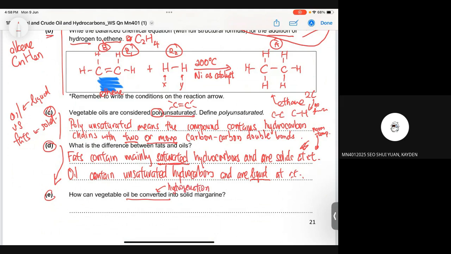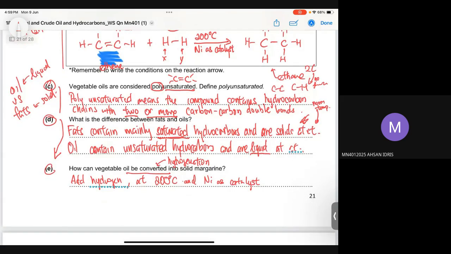Now, Arya, help me again. What do I add to the vegetable oil for hydrogenation? Hydrogen gas. What are the temperature and the catalyst that I'm going to use here, Asan? About 200 degrees Celsius and nickel as catalyst. Ni is the chemical symbol for nickel, so take note of that. This process is actually not too difficult.